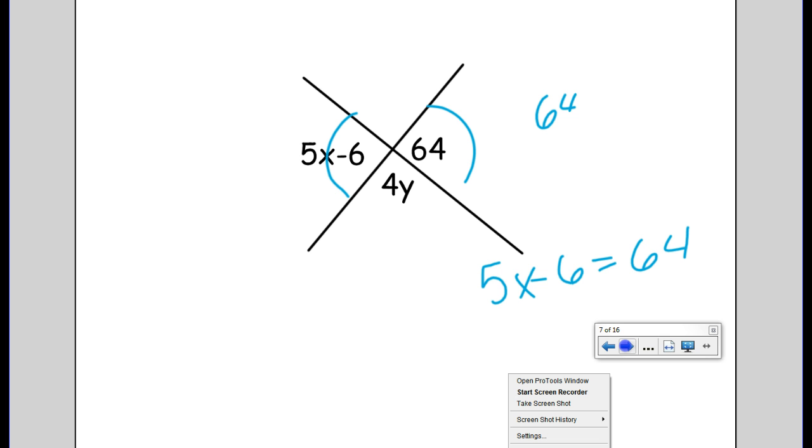64 plus 4y equals 180. Perfect. They are supplementary because they're a linear pair. Those two angles are a linear pair. These two angles are vertical angles.